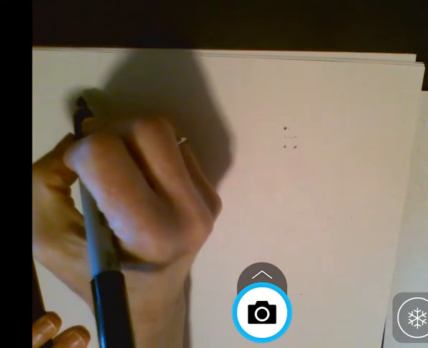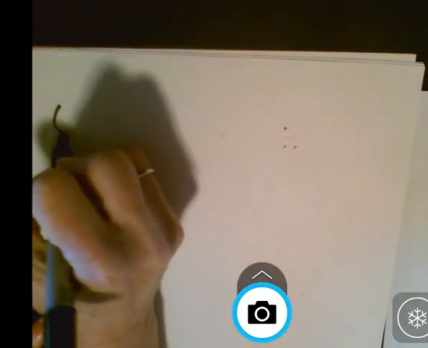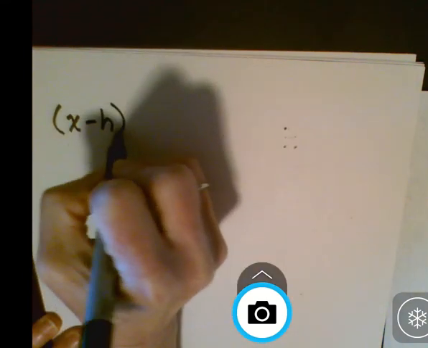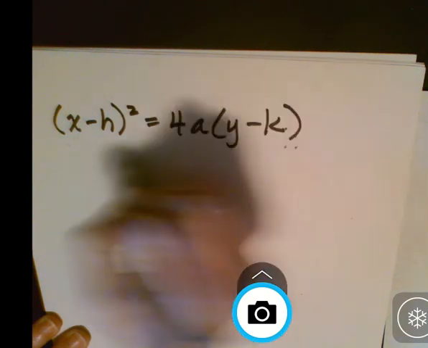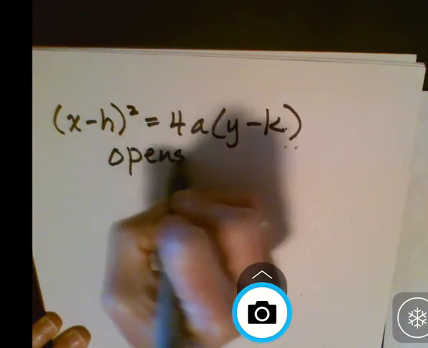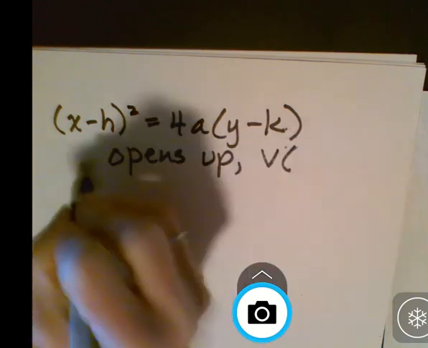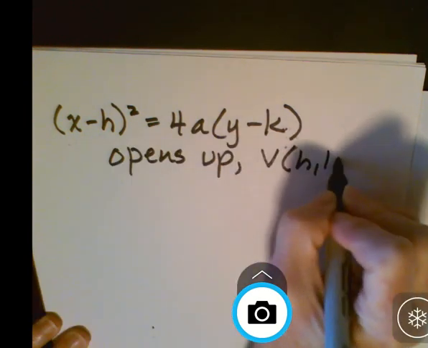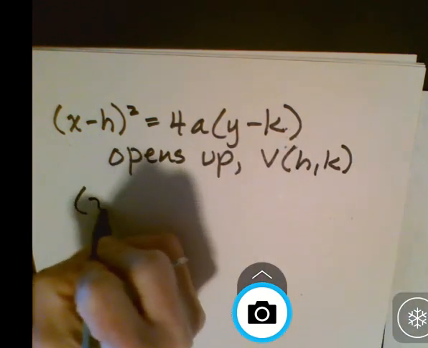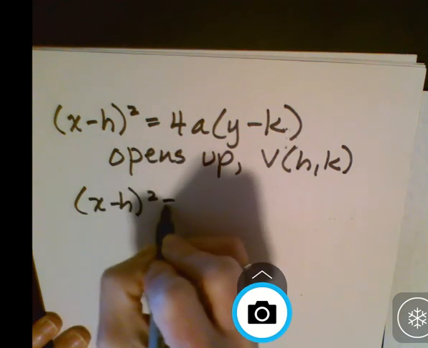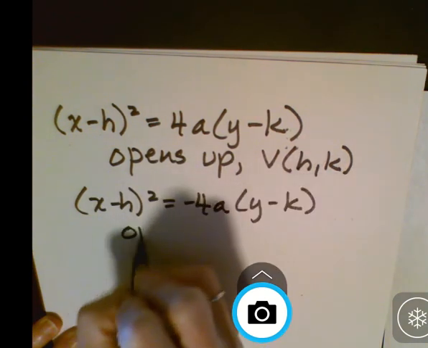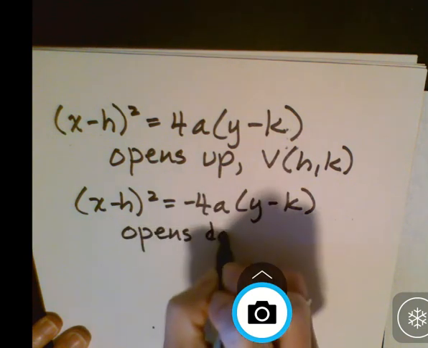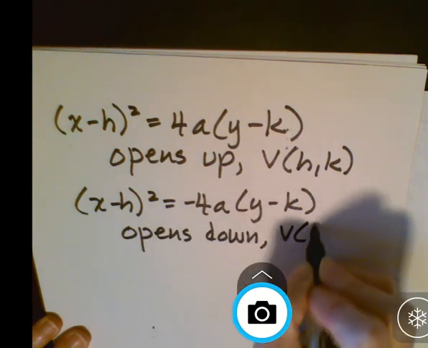If you can recognize when it's in vertex form, so these are all in vertex form, we have x minus h squared equals 4a times y minus k. Opens up with a vertex, switch the signs, h, k. x minus h squared equals negative 4a times y minus k. Opens down. Same vertex though, I didn't change that, h, k.